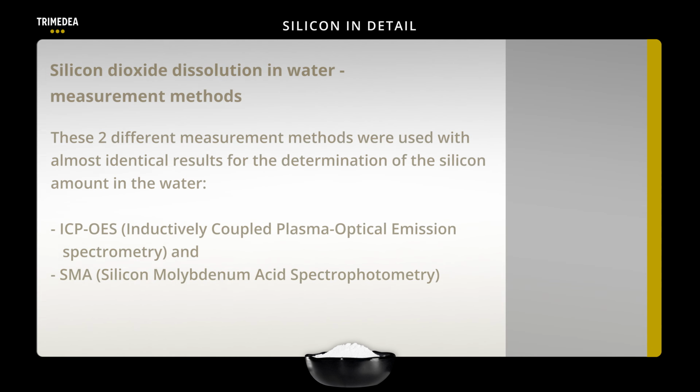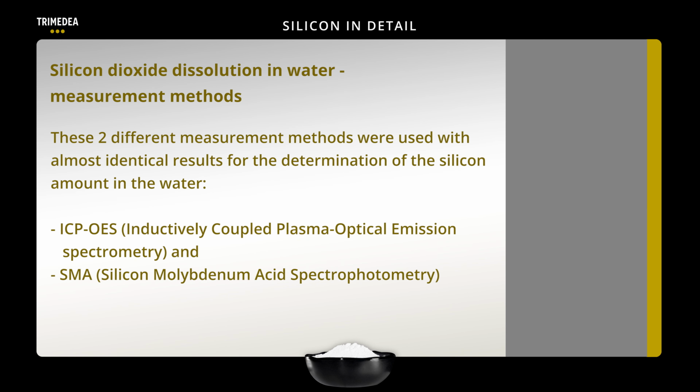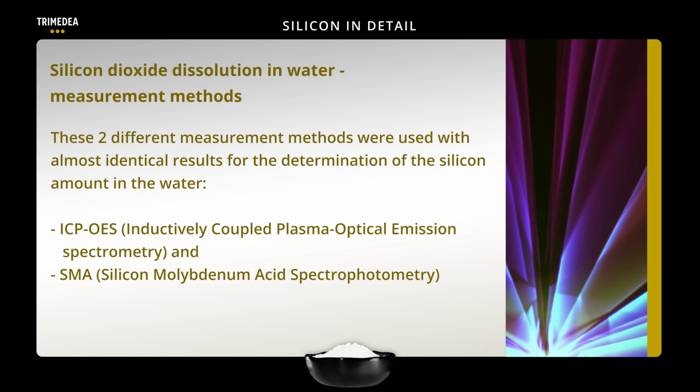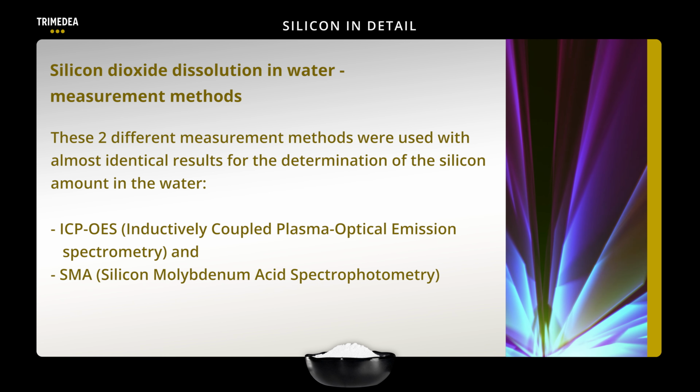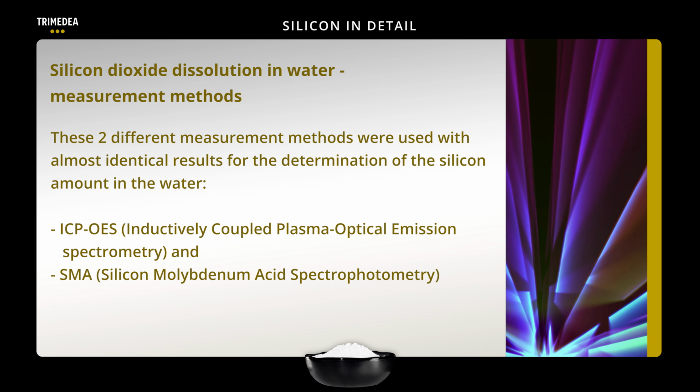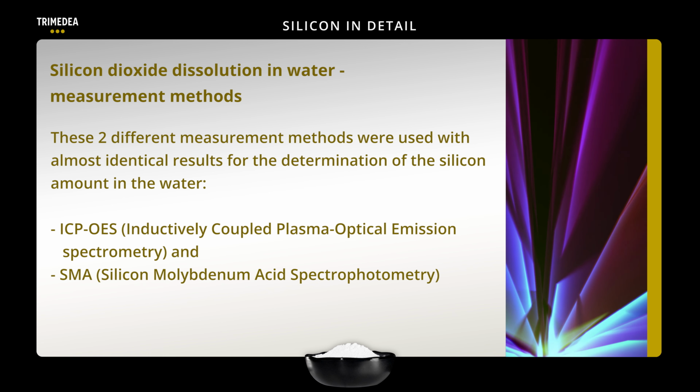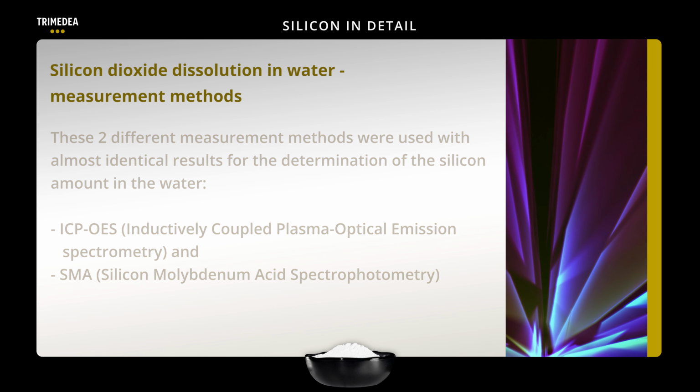Methods of measurement for the dissolution of silicon dioxide in water. These 2 different measurement methods were used with almost identical results for the determination of the amount of silicon in water: the inductively coupled plasma optical emission spectrometry and the silicon molybdenum acid spectrophotometry.